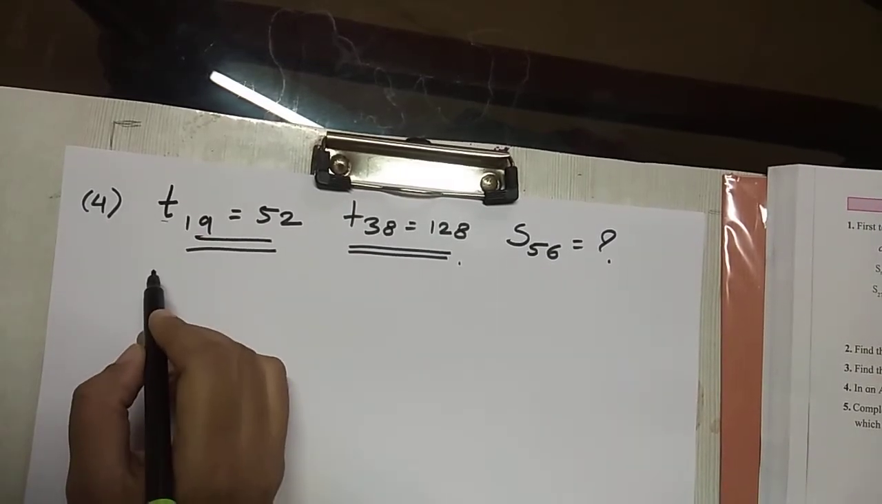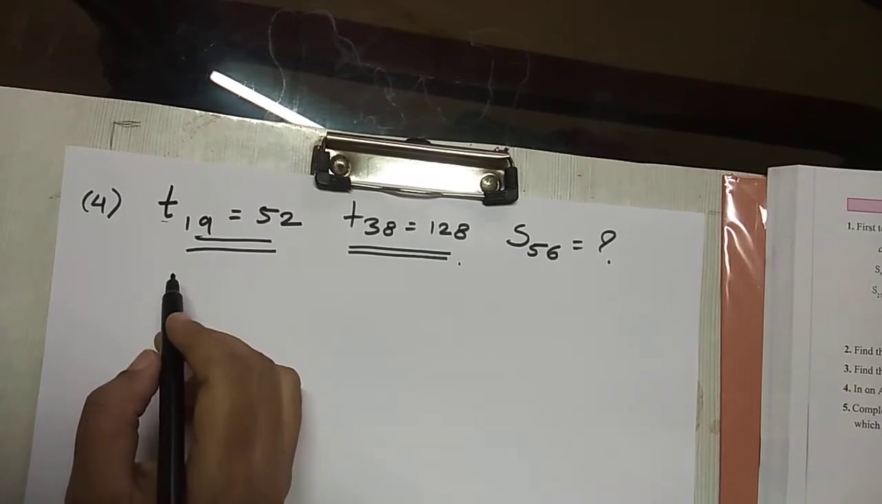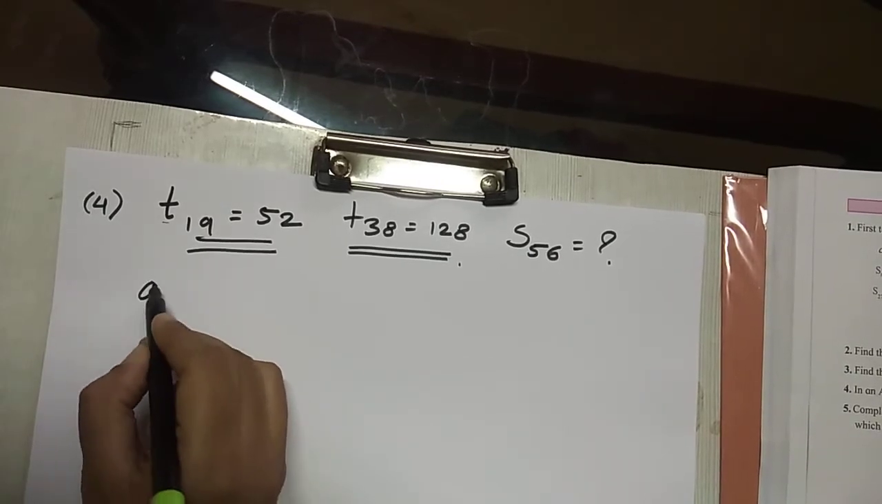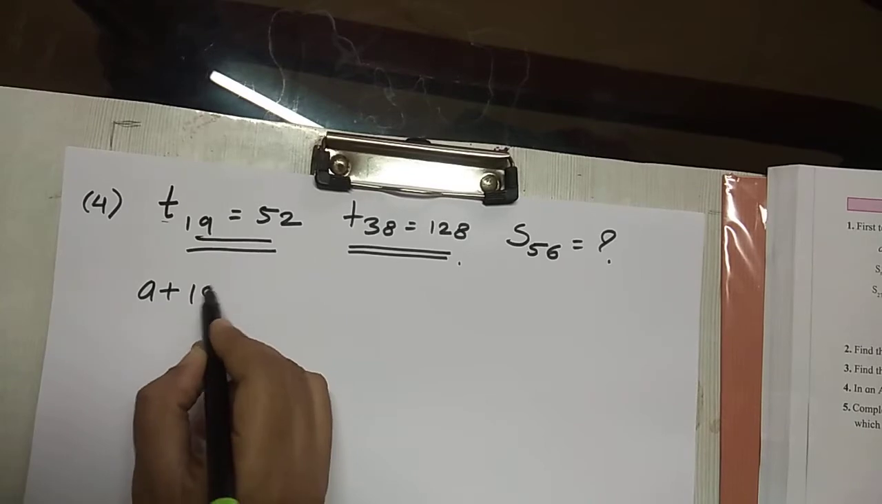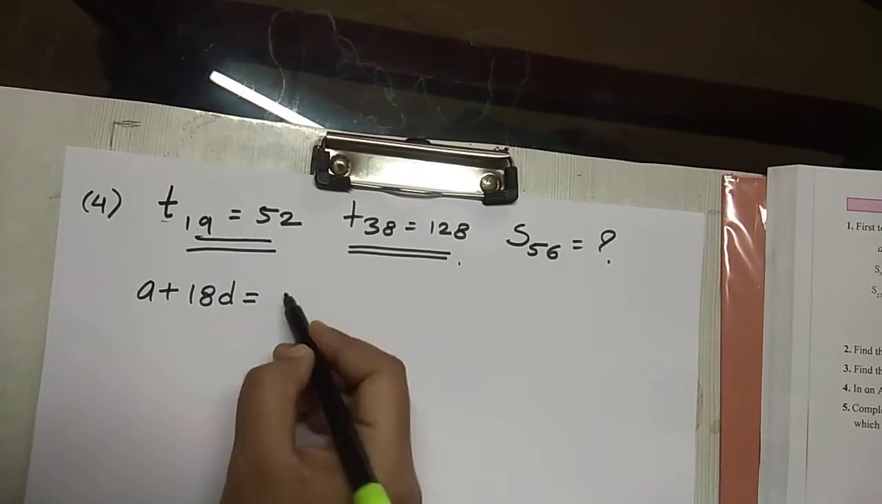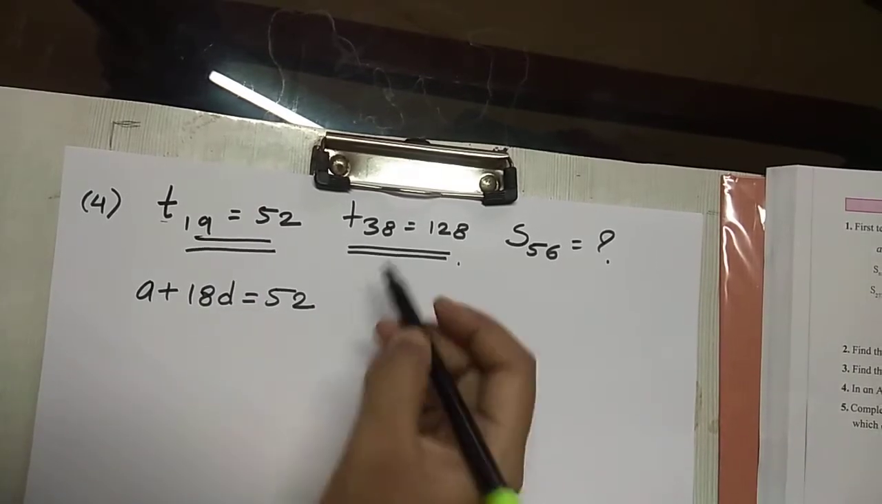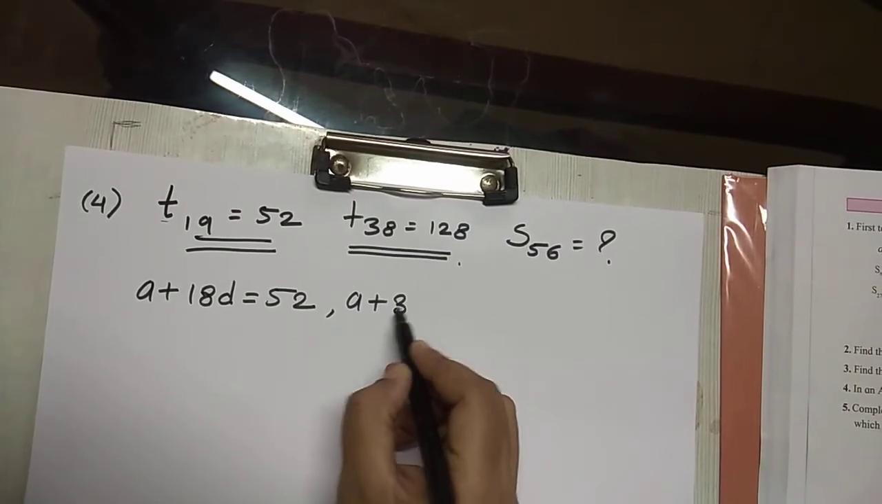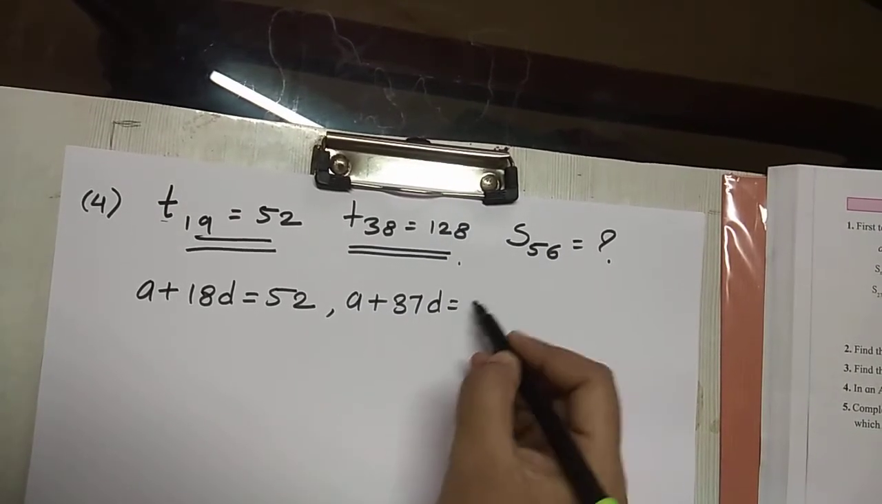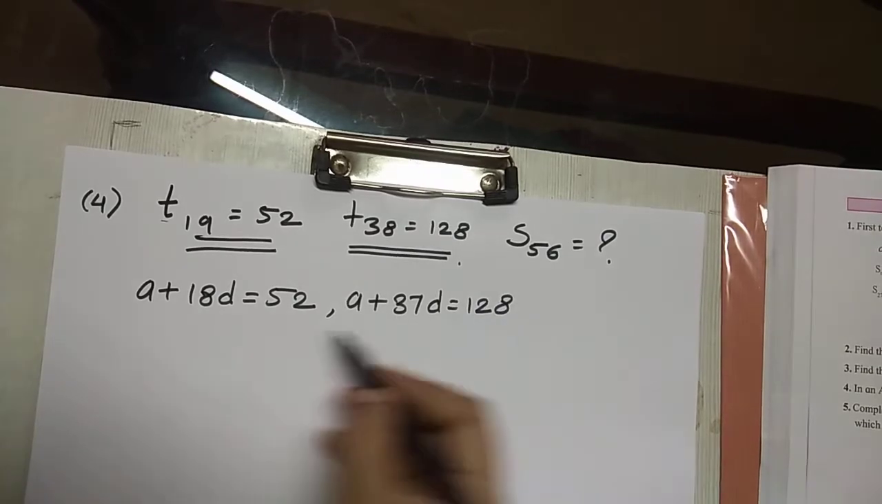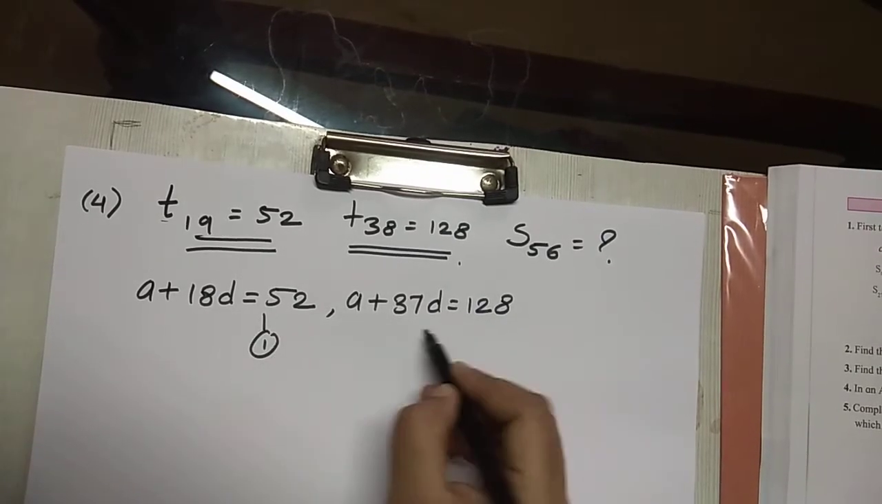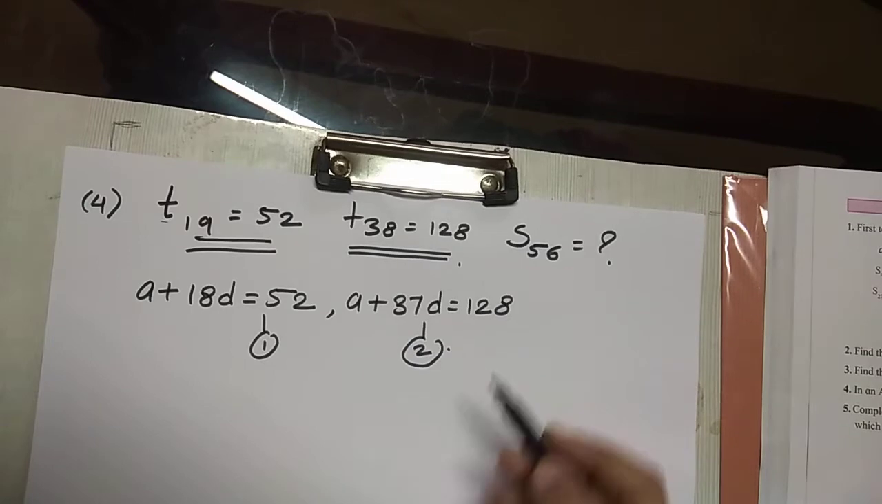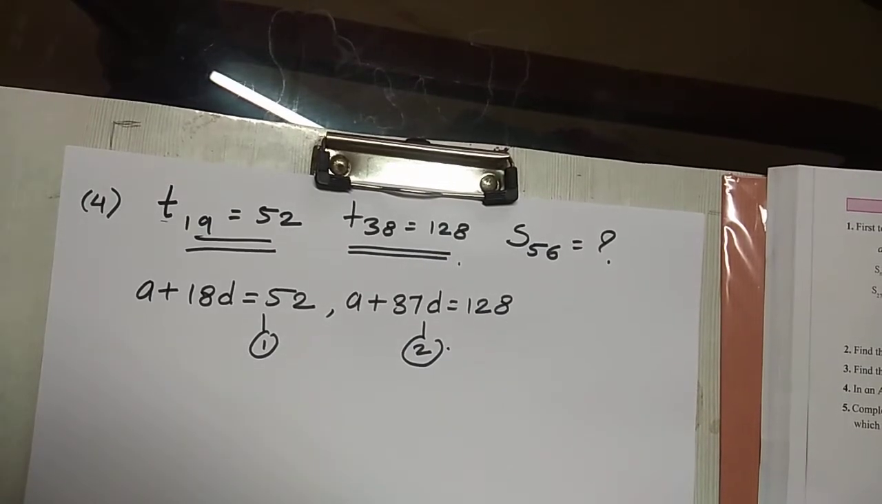We know the formula of T19. In the last lecture we have done T19. T19 will be A plus 18D equal to 52. And what will be T38? T38 will be A plus 37D equal to 128. Call this equation number 1, equation number 2, and now we solve equations 1 and 2 simultaneously.